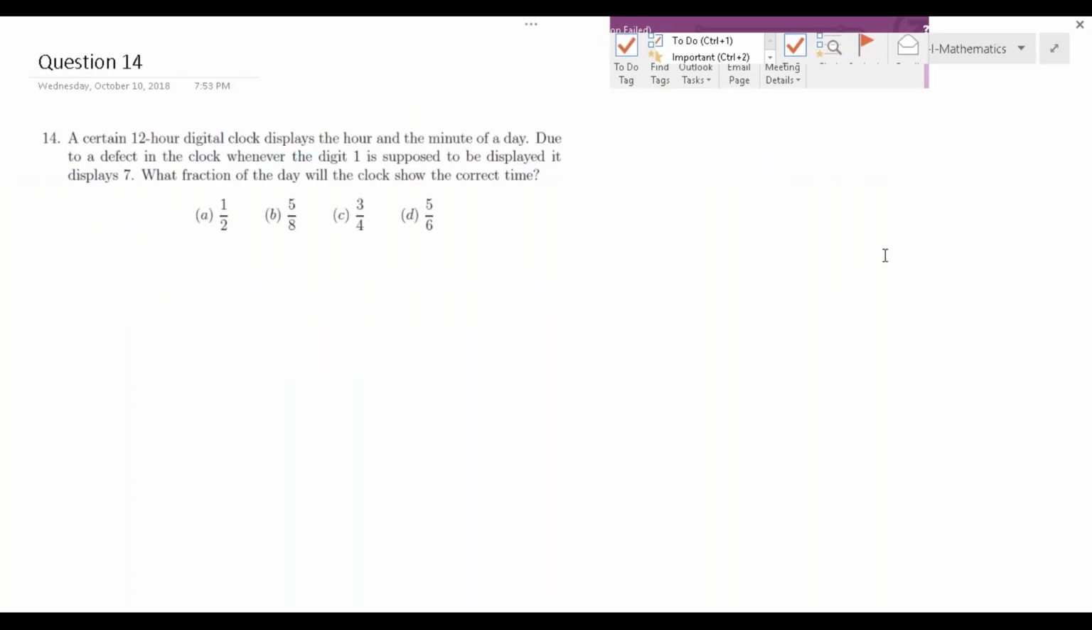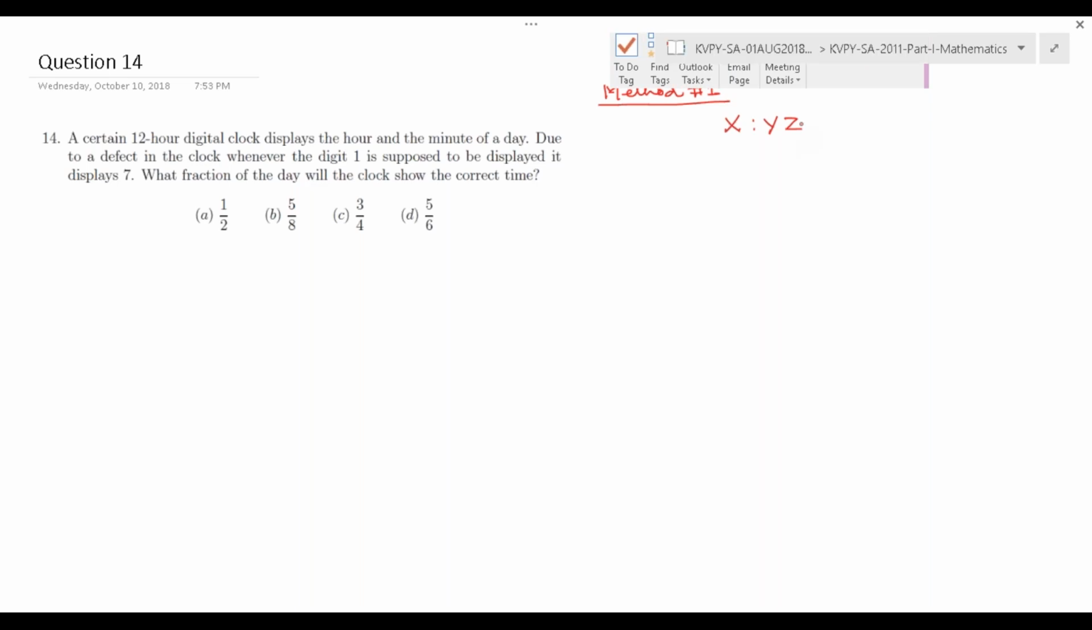So this clock, we consider a 12-hour digital clock. Method one. We can consider the 12-hour digital clock displaying the hour and the minute of a day in this format: X, Y, Z. X is the hour representation, and Y and Z together are the minute representation.